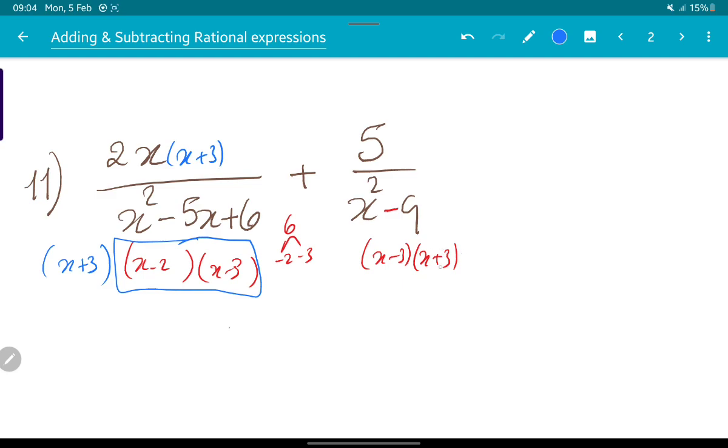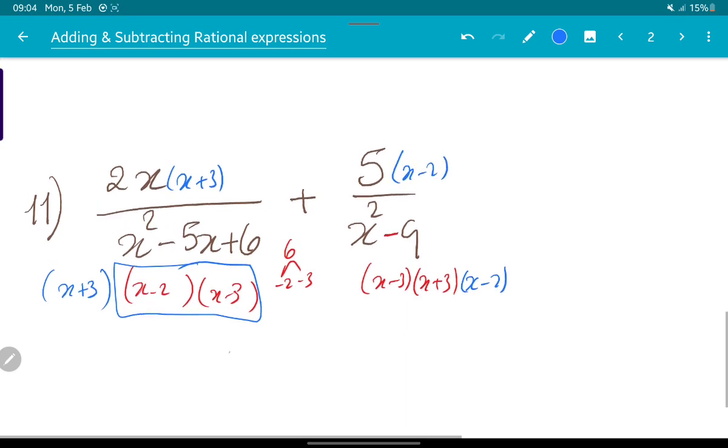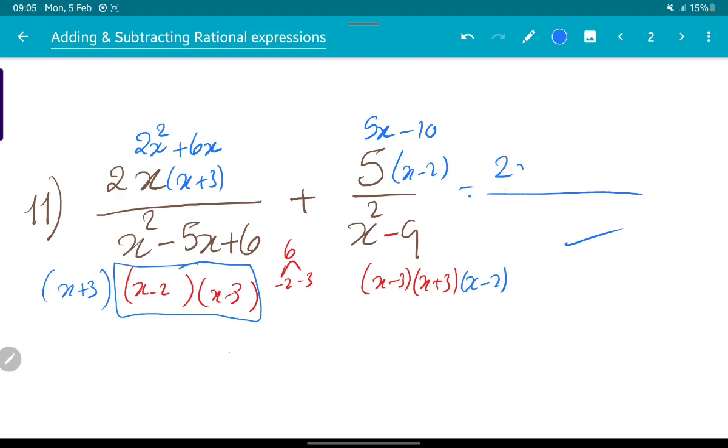Here we have x minus 3, x plus 2. We need x minus 2, x minus 2, x minus 2. Now we have the same denominator. Put the same denominator, in any order of the brackets, it's okay. Just expand this: 2x squared plus 6x, 5x minus 10. So 2x squared, 6x plus 5x is 11x, then negative 10. And put that over x minus 2, x minus 3, x plus 3.